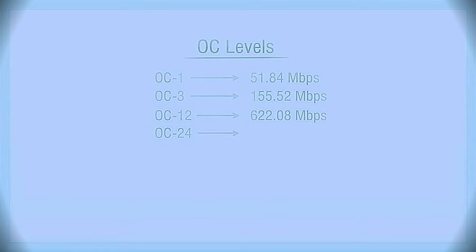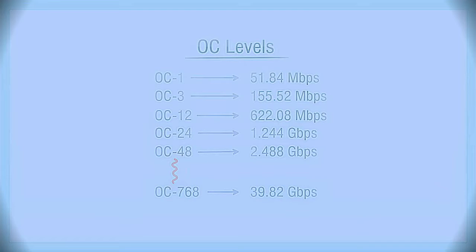OC24 transfers data at 1.244 gigabits per second. OC48 transfers data at twice that speed, 2.488 gigabits per second. All the way down to OC768, which transfers data at 39.82 gigabits per second. Before we finish discussing optical WAN carriers, we need to review Dense Wavelength Division Multiplexing, or DWDM. DWDM is an important technology in modern fiber optic networks.